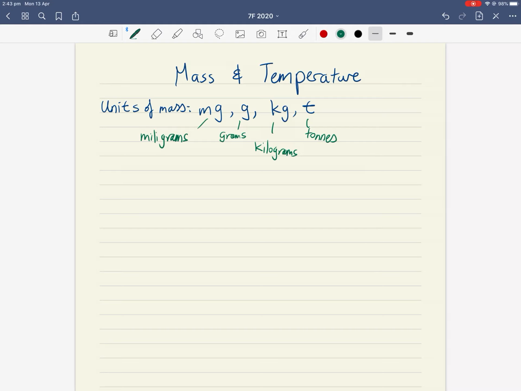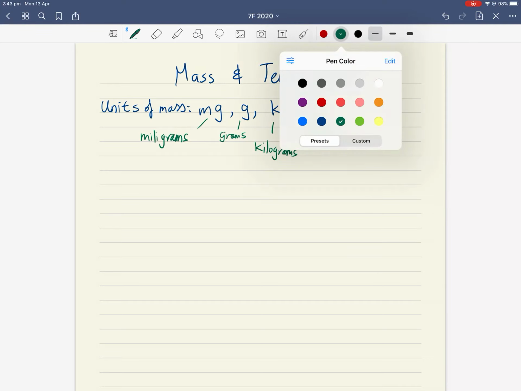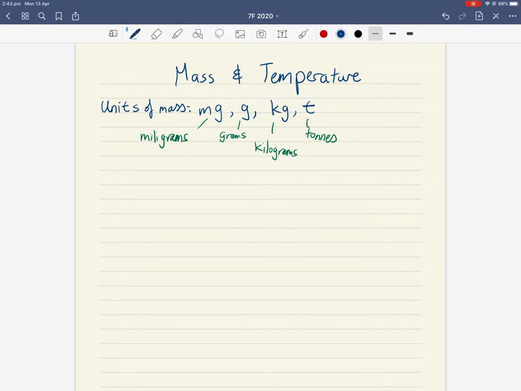So for example, milligrams would be the mass of your hair, grams would be the mass of your Apple Pencil, your dog or even you would be measured in kilograms, how heavy you are, and a car or a truck or a bus would be measured in tons. So how do we convert the units between milligrams, grams, kilograms, and tons?